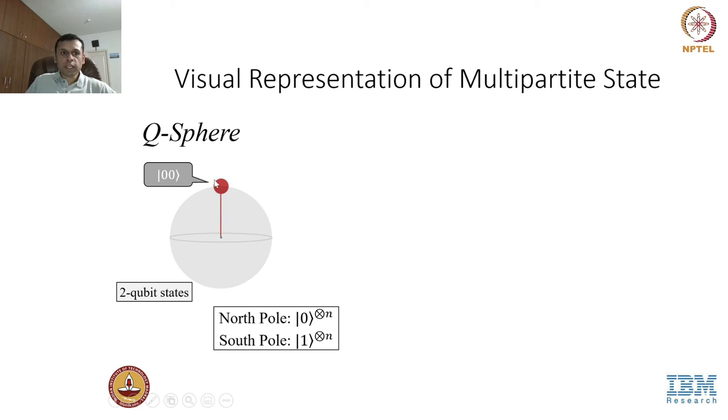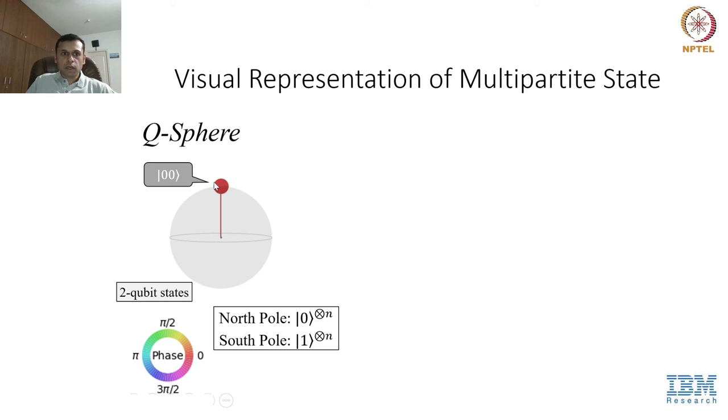Okay. So in the case of a 2-qubit state, the 0-0 state is represented by a dot here, and the 1-1 state will be represented by a dot here. And to call out what state we want to represent, we're just going to be marking that dot with a small sphere, as you see here. What does the color indicate? The color indicates the relative phase.